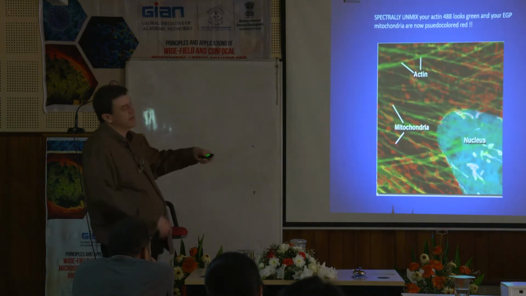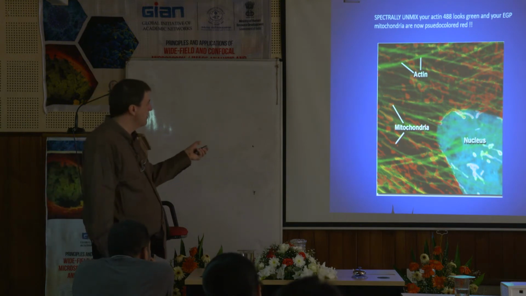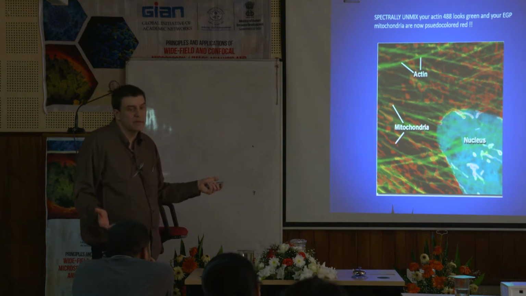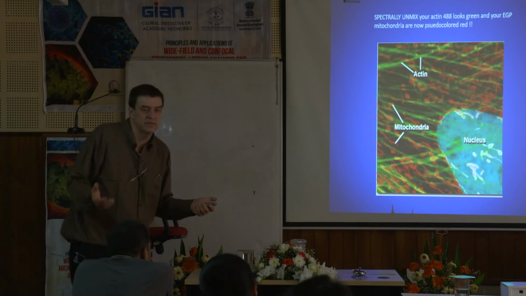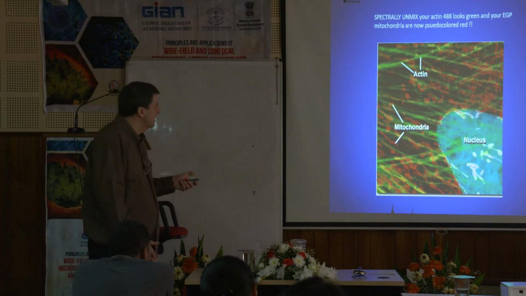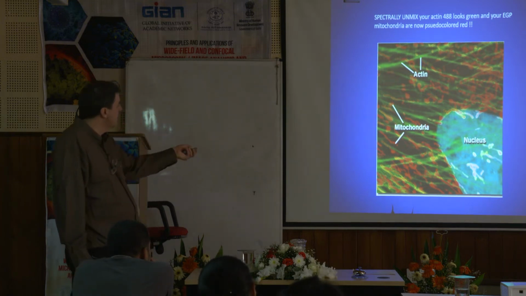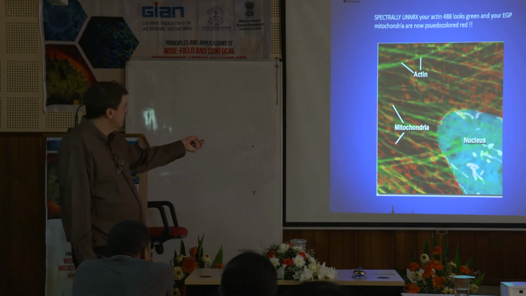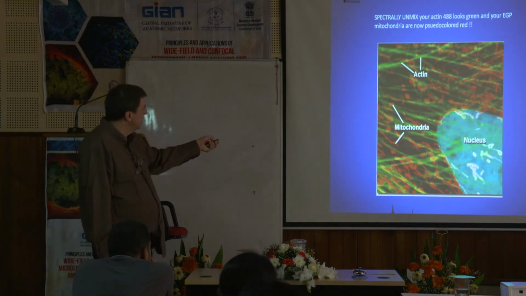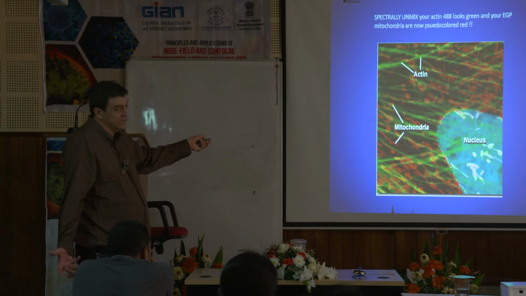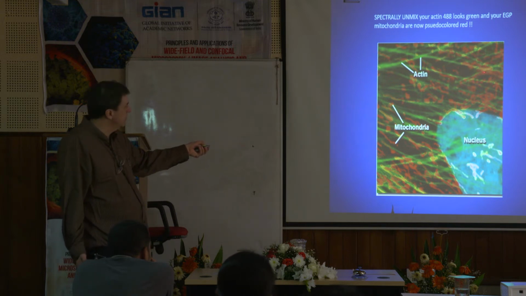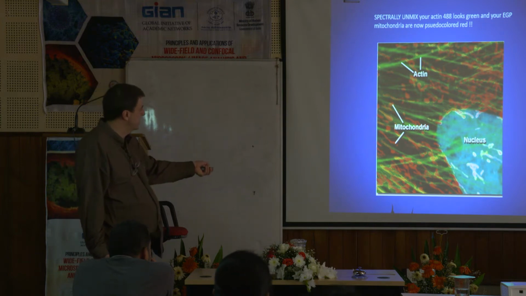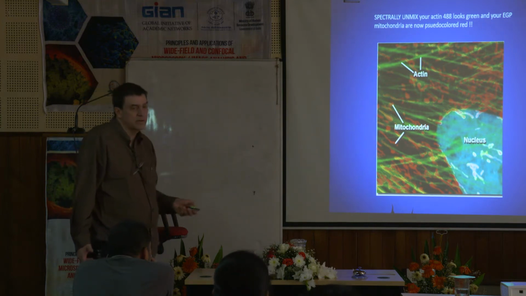So by using that computer program, and remember, everything's a fake color anyway, right? We learned that they're just photons hitting the detector. Everything's a fake color. So you use pseudo color, and now you can see that your Alexa 488 is nice and green. And even though it's green fluorescent protein, we've pseudo colored it red. So now we can easily see the relationship between the actin filaments and the mitochondria again.